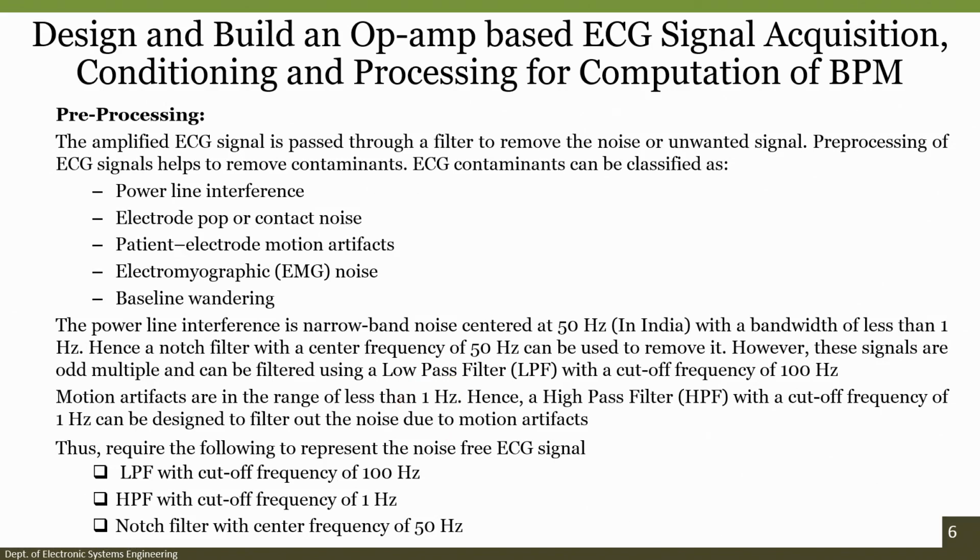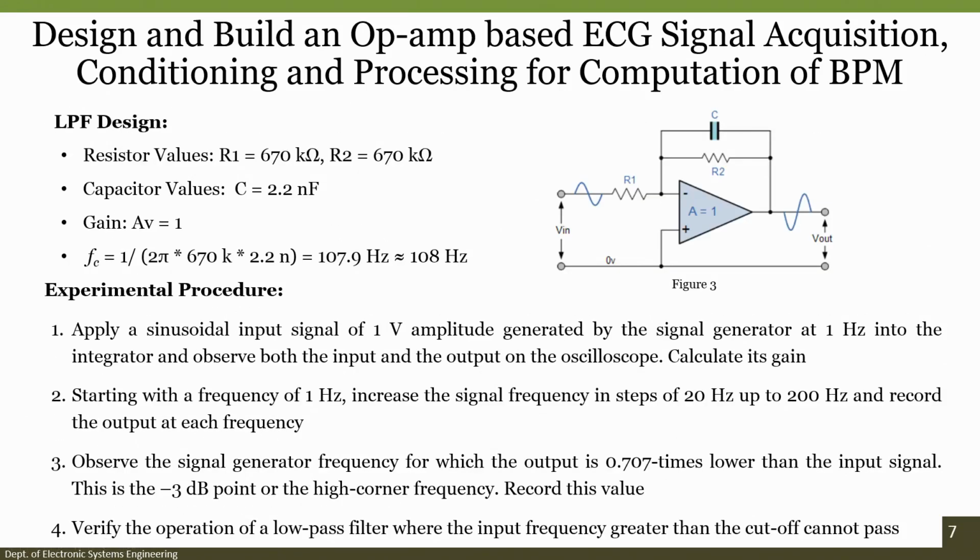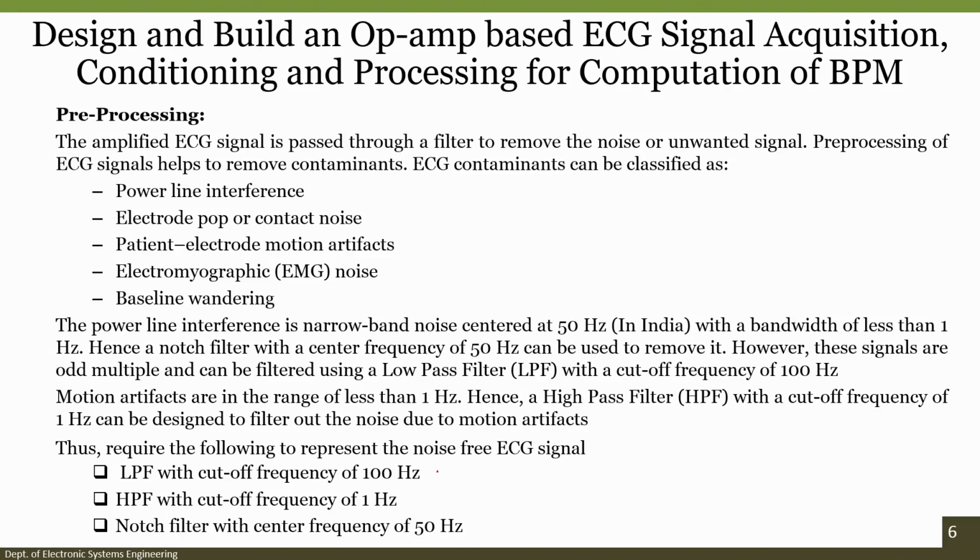So, what do we require? We require a low pass filter with a cutoff frequency of 100 hertz, a high pass filter with a cutoff frequency of 1 hertz, and finally, a notch filter with a center frequency of 50 hertz. So, these are the requirements for pre-processing. Now, let us see how we can design each of these filters. We start with the low pass filter.